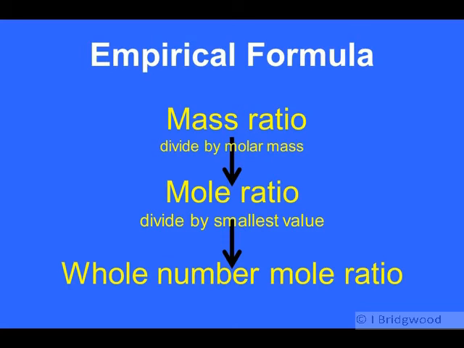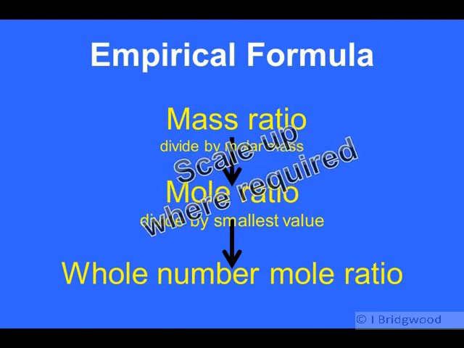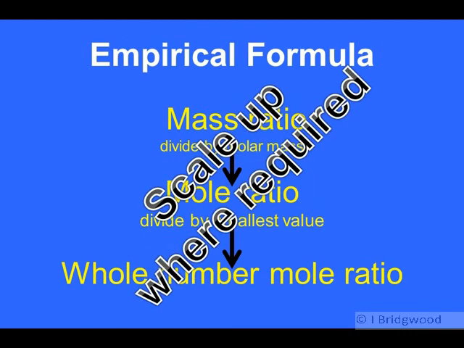But of course you've got to take care, because sometimes that isn't a whole number mole ratio. If it's, for example, a 2.99 to 1 ratio, yes, you can round up to 3 to 1. But if it's a 1.5 to 1 ratio, you can't round up or round down. You've got to multiply both by 2 to give you a 3 to 2 ratio. So scale up where required.